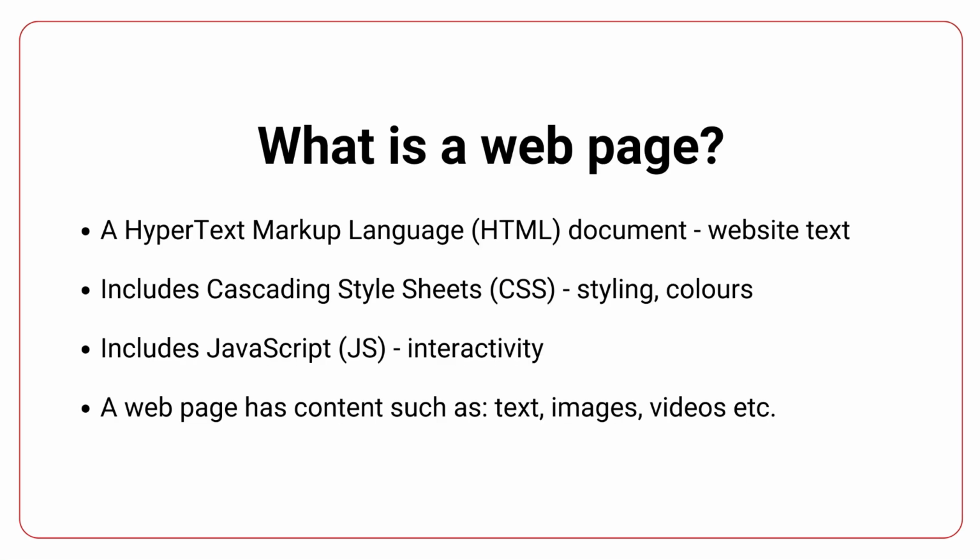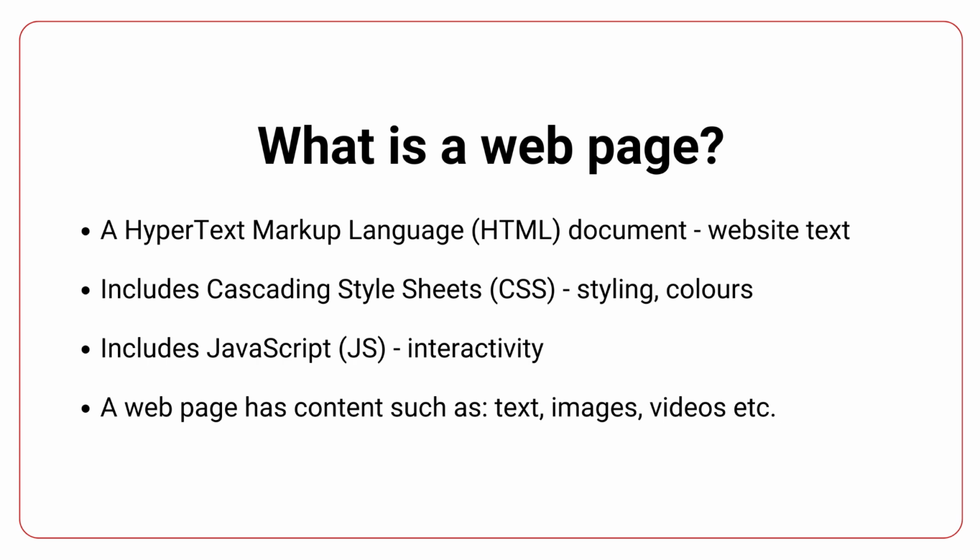A web page is an individual one-page document created with HTML. HTML stands for Hypertext Markup Language. So a web page is known as an HTML document. The document will likely also have the addition of CSS, which stands for Cascading Style Sheets, and also JS, which stands for JavaScript. These are web languages used to create and style the web page.